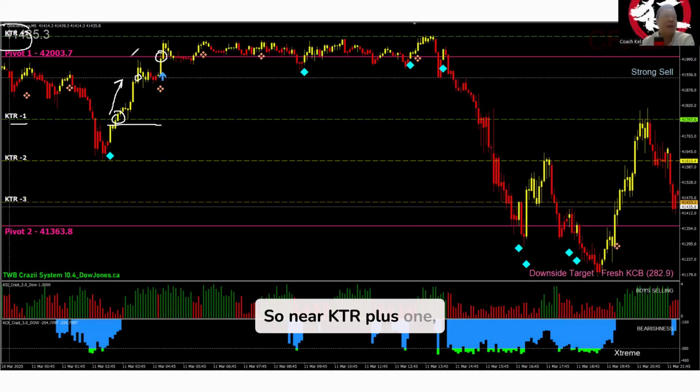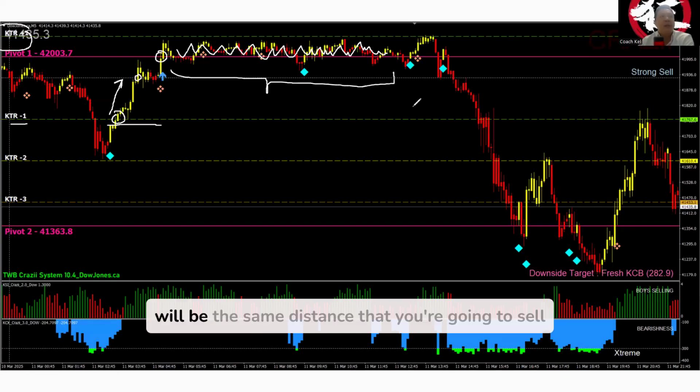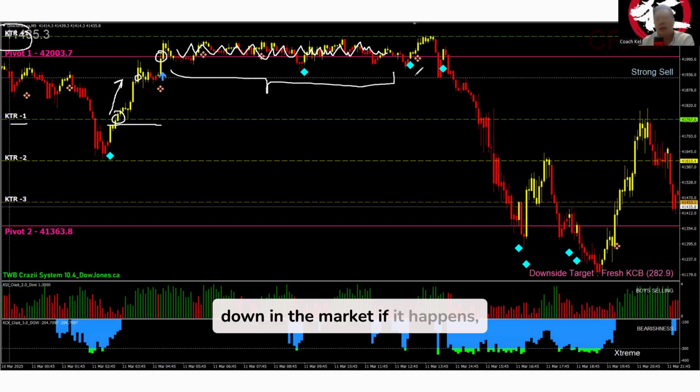Near KTR +1, you notice the market just couldn't go near there. It kept on fishing, and I told myself, wow, the distance that it hangs there will be the same distance that it's going to sell down if it happens. So when the market finally hit KTR +1, we booked our profit and we were happy.